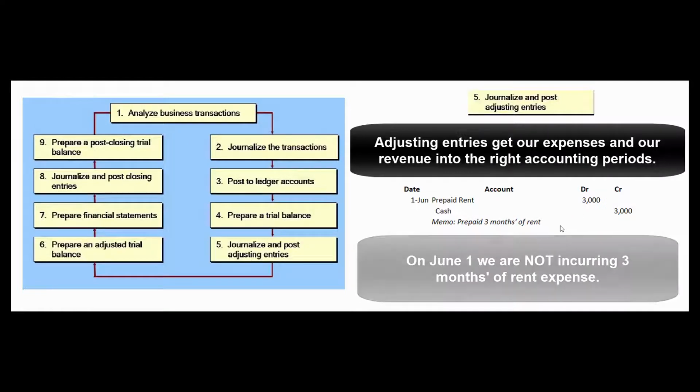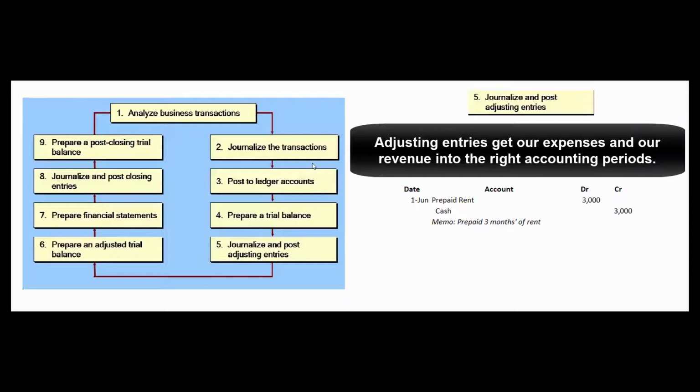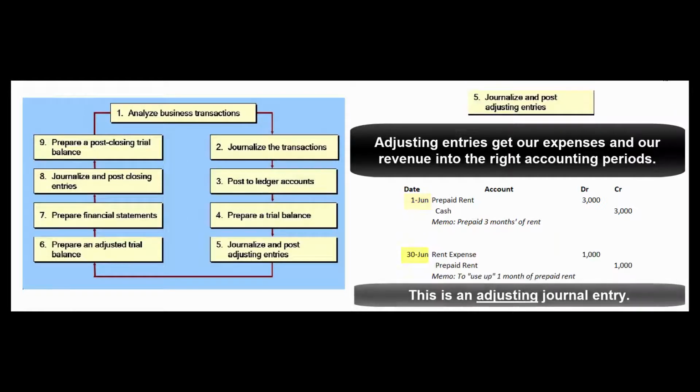So in accordance with step 2, we journalize the transaction by debiting an account called prepaid rent. That's an asset. Assets increase with debits. And then at June 30th, we debit rent expense and use up 1 month of that prepaid rent by crediting that asset for $1,000. So now we've got that 1 month's worth of rent expense. We'll do the same thing with supplies, the same thing for insurance that we prepaid, and the same thing for depreciation expense. These are all adjusting journal entries.